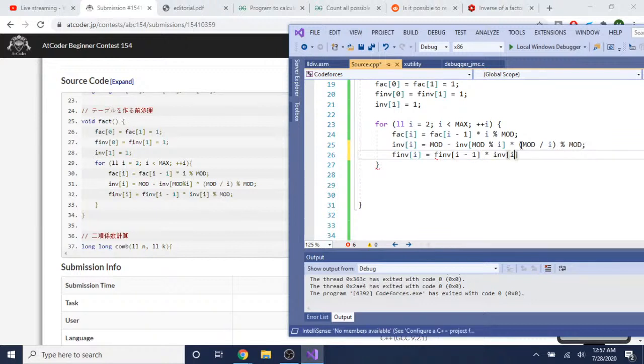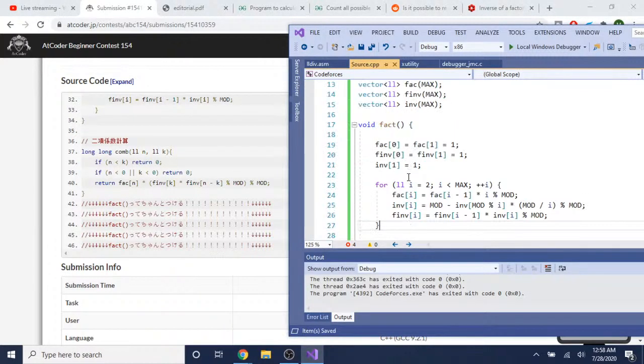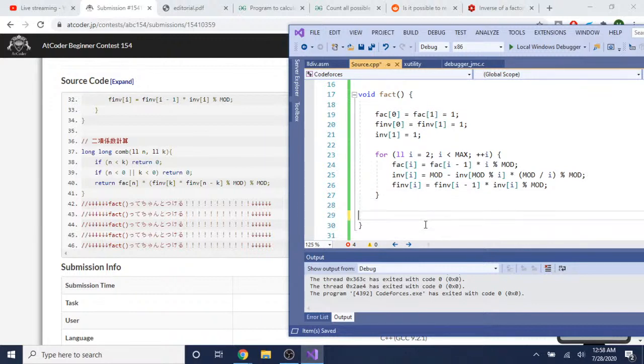So I don't understand this equation at all, but I'm going to ask on Codeforces. I don't understand this equation and I don't understand this equation. There might be a research paper that someone wrote. It might help, but I don't have time to do that.